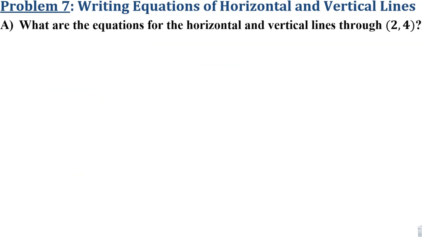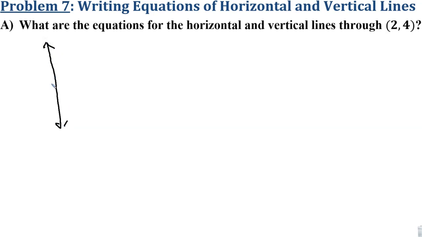All right, we've got a few more things we're going to do with this lesson today. A few more things dealing with lines in the coordinate system. Problem 7 is going to deal with writing equations of horizontal and vertical lines. Part A says, what are the equations of the horizontal and vertical lines through the point 2, 4? Now I don't need a picture to do this problem, but it's going to be kind of helpful to have one just to explain things.